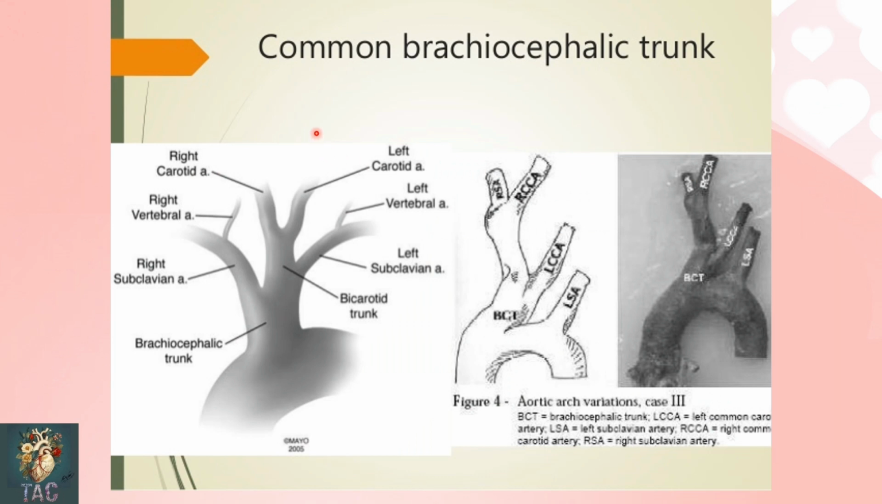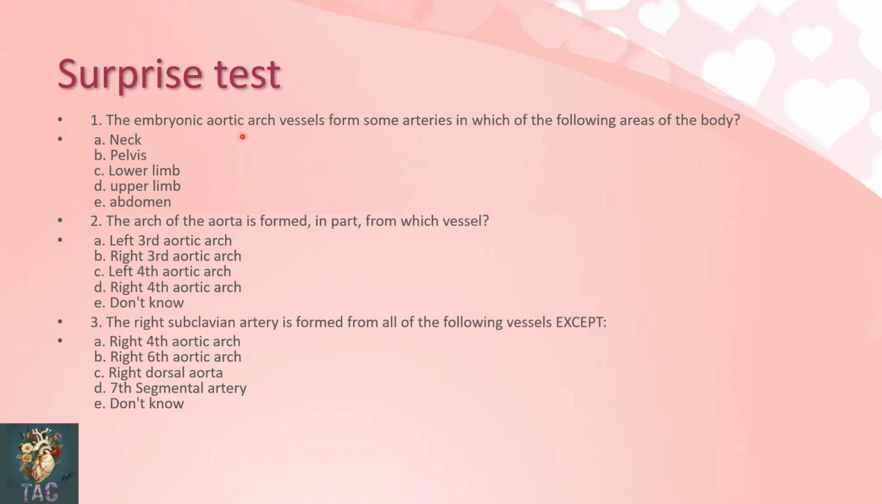Then there may be a common brachiocephalic trunk. In this you can see a common brachiocephalic trunk from which both right and left subclavian arteries are arising, and then the left vertebral also arising from here, with the left and right common carotid arising from the bicarotid trunk. So this is another anomaly, and another anomaly is the patent ductus arteriosus, which is usually associated with many anomalies, and the ductus arteriosus persists, and there is shunting of blood from the right side of the heart to the dorsal aorta.